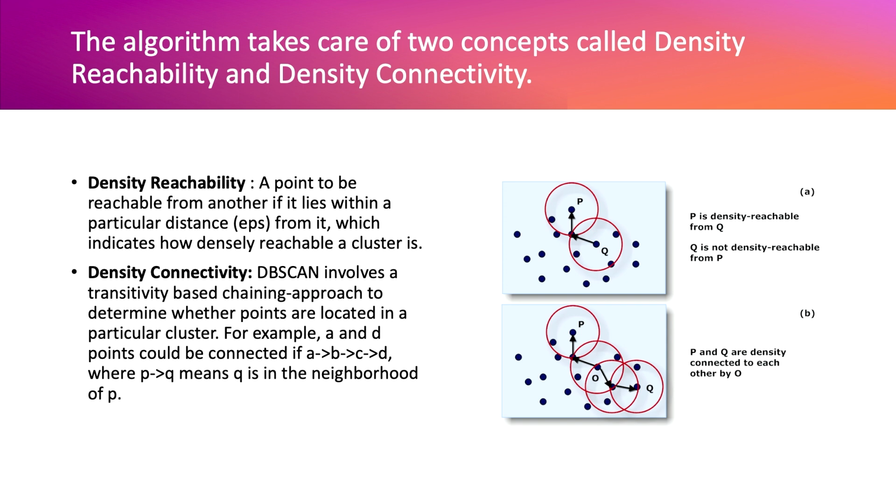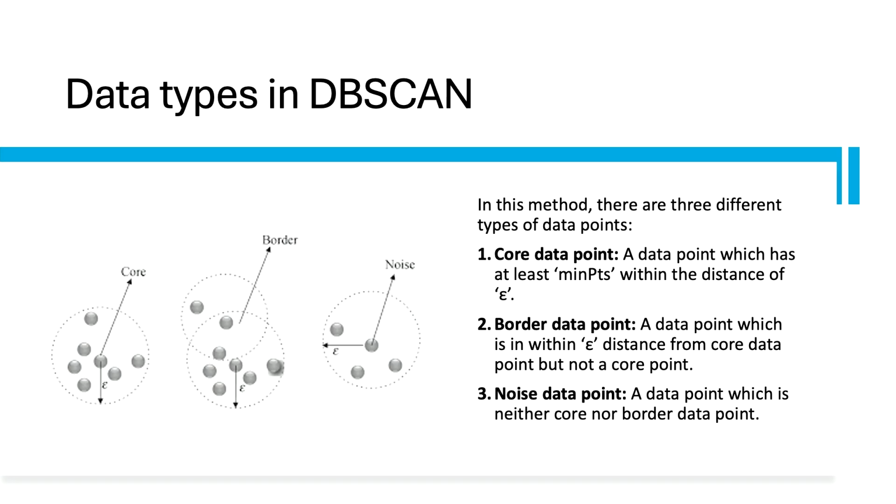The density connectivity term helps us understand if data points are located within one cluster. As you can see from the plot, these points, for example P and Q, are densely connected to each other. In density-based clustering with noise, we have three data point types. The first one is the core data point.